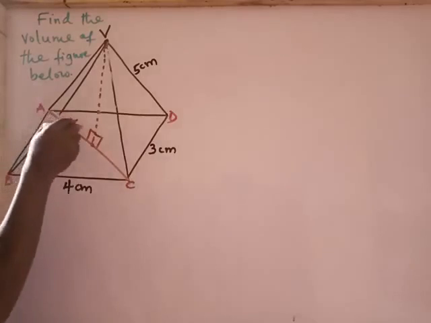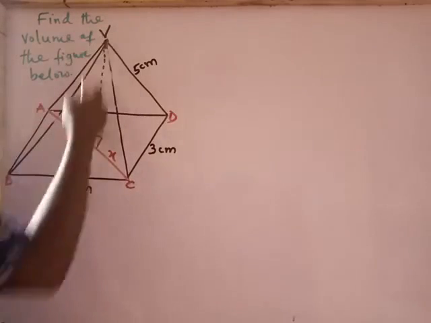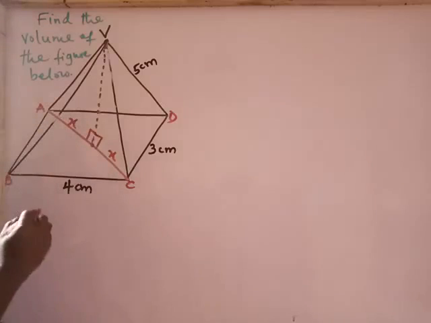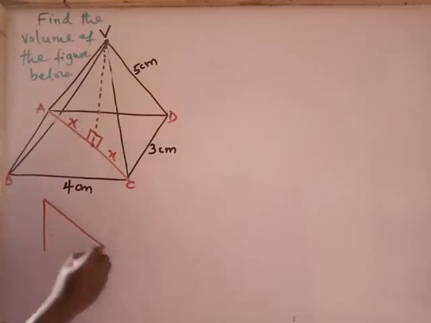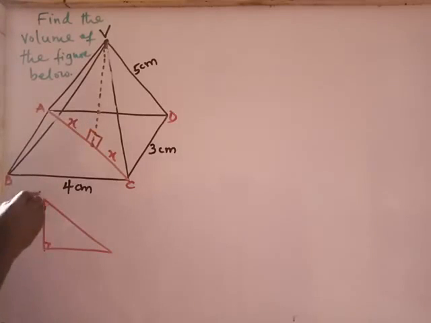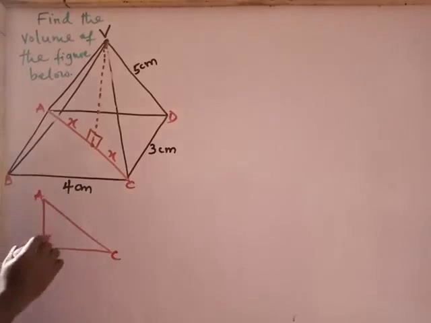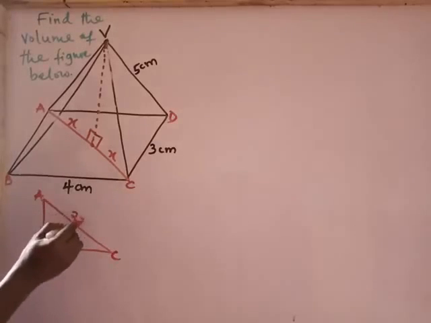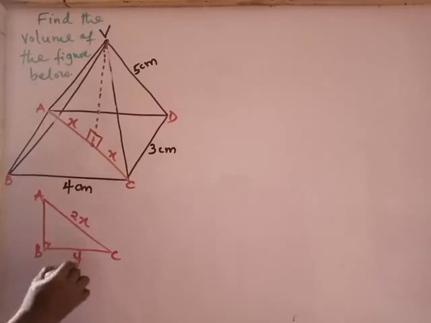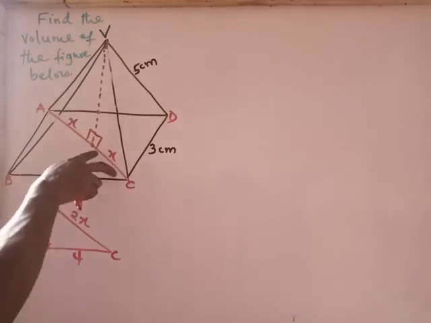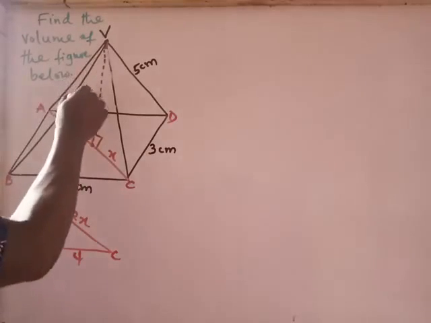So let's call this part x and call this one x, because the line bisects the diagonal into two equal parts. So from this side, I have a right angle triangle where this is my A, this is my B, and this is my C. So here is 2x. So this is my 4 and this is my 3. So I'm going to use Pythagoras theorem to find my x, because I need this x to be able to find the h. This is the h.